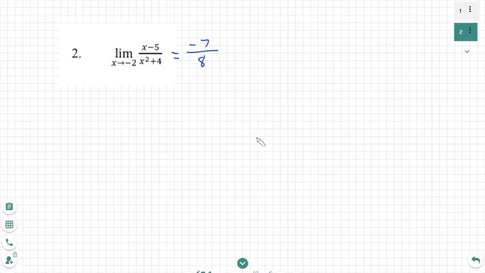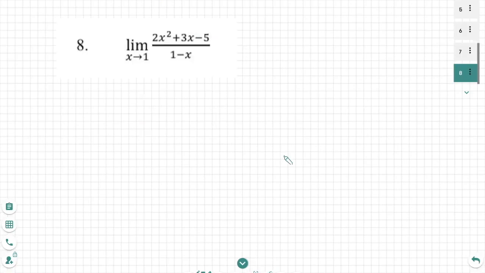Okay. Biggest factor at the top would be 2x plus 5x minus 1 over 1 minus x. Wait, should I just try and make 1 minus x a factor so I can cancel it?